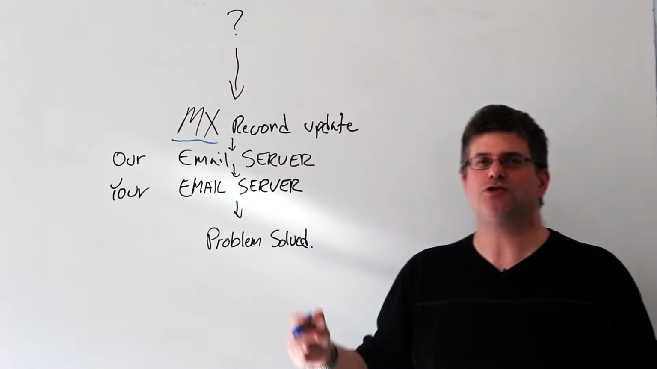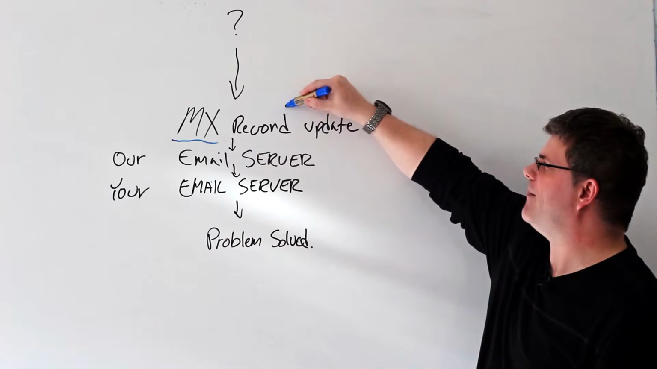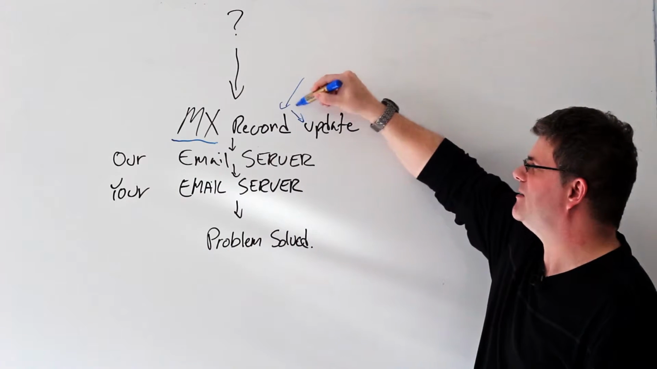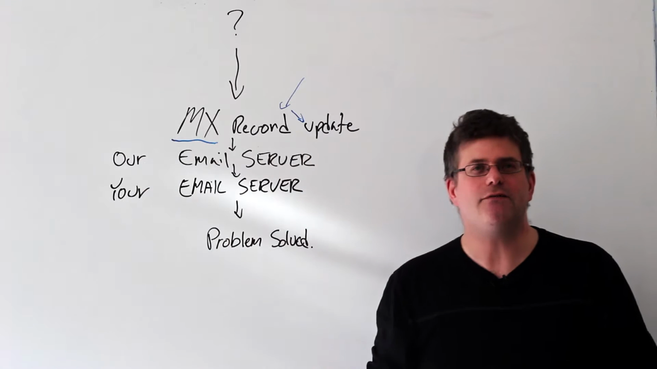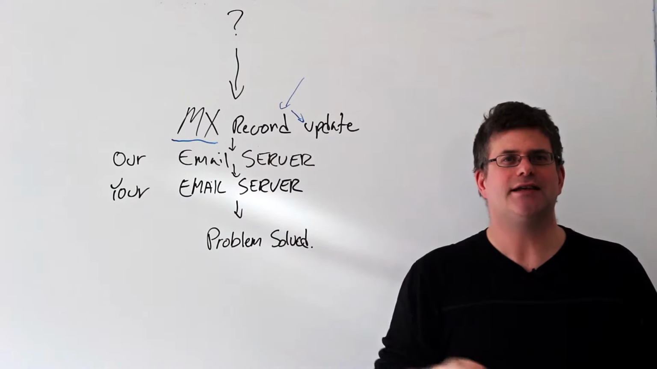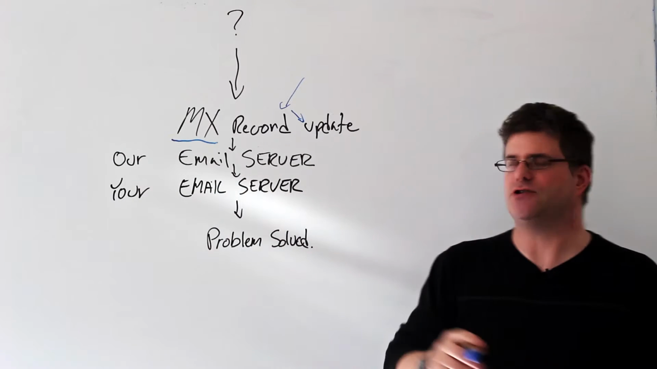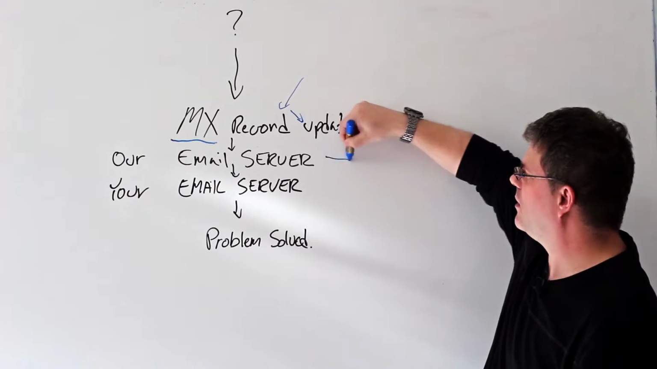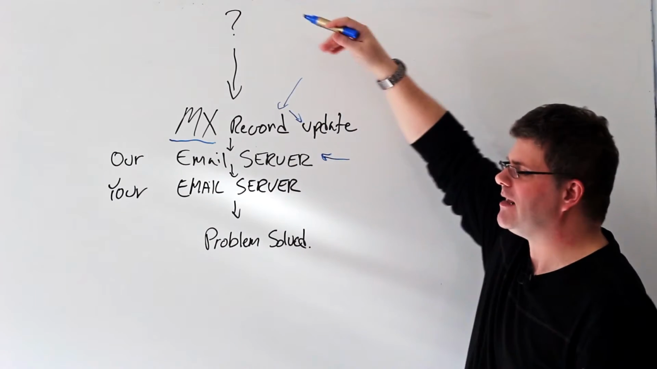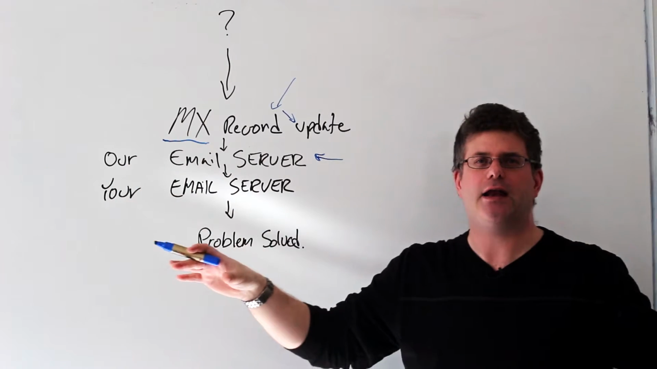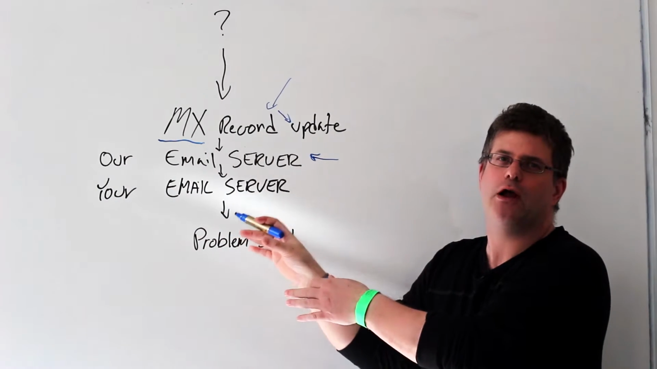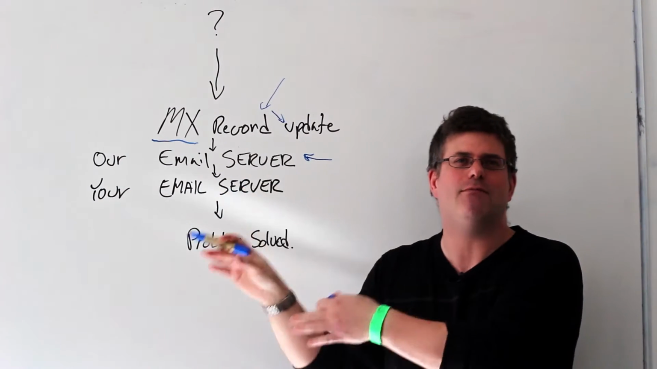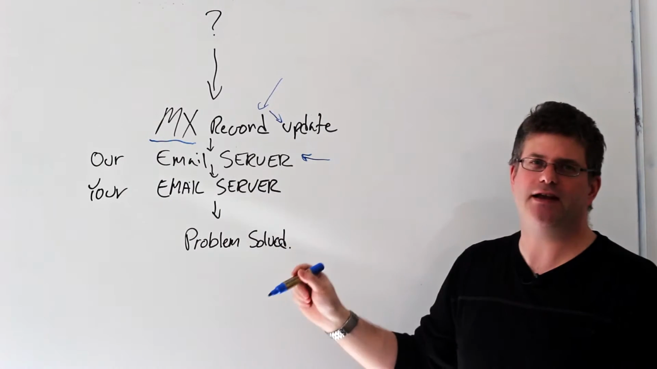What we do is provide you with an MX record update process that says, instead of using your email server, send us your email first. So that's this part here, where now instead of the email coming from the internet going directly to your server, we put ourselves in the middle of it. What are the advantages of that?